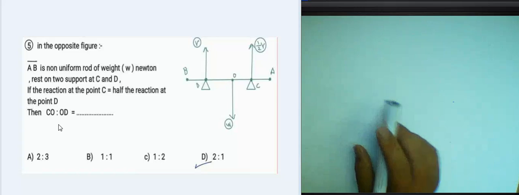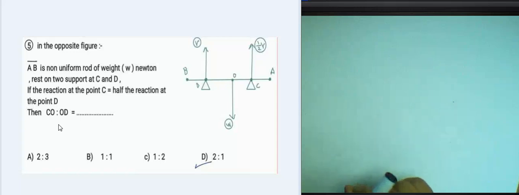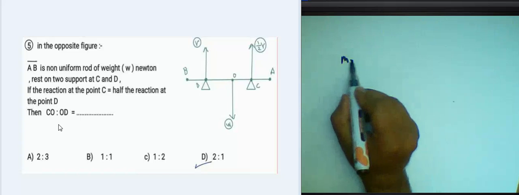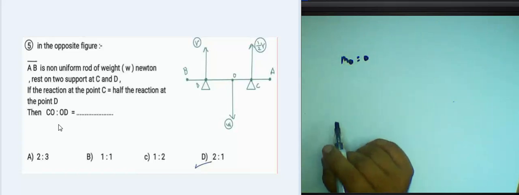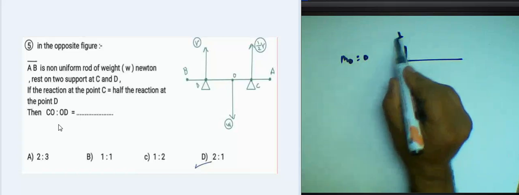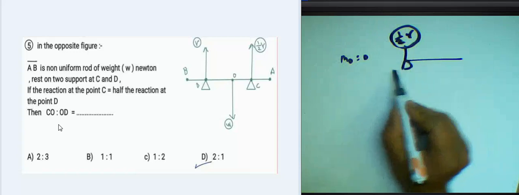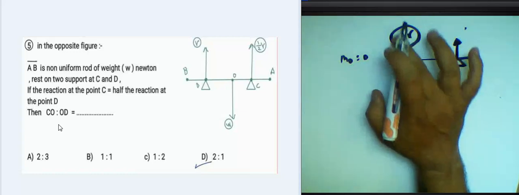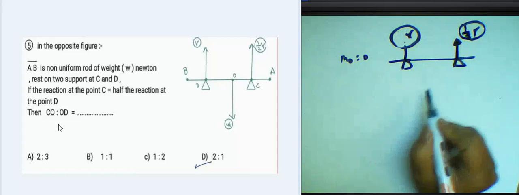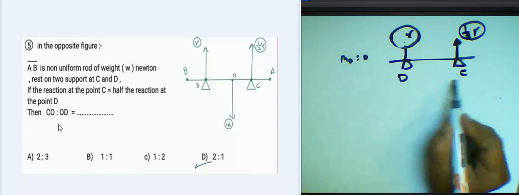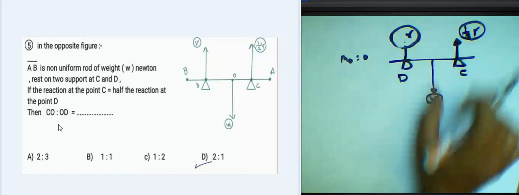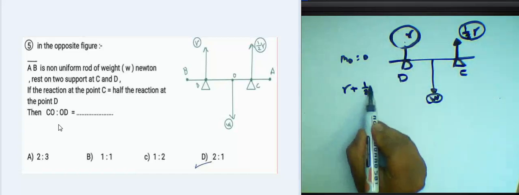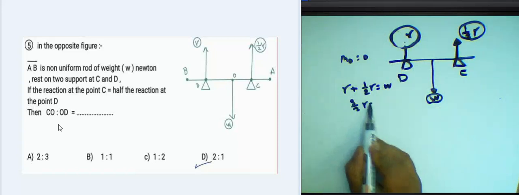Okay, we know the rod is in equilibrium. It means the sum of the moments of all forces about any point equals zero. Then we have here R, and here R at points D and C, and the weight here. Up equals down: the sum of R plus half R equals the weight, and 3 over 2 R equals the weight.